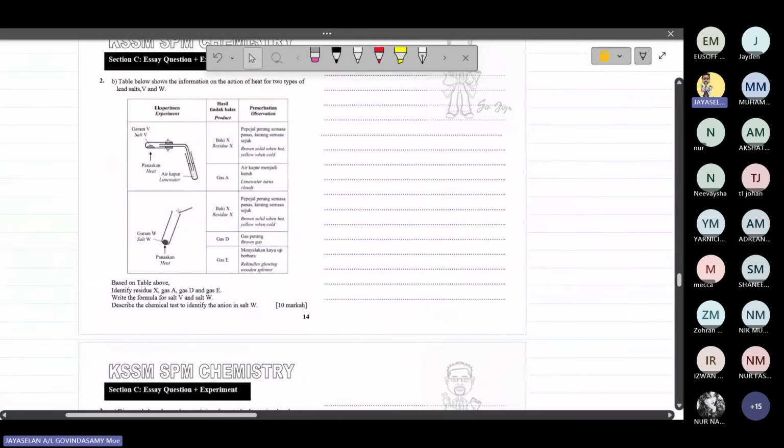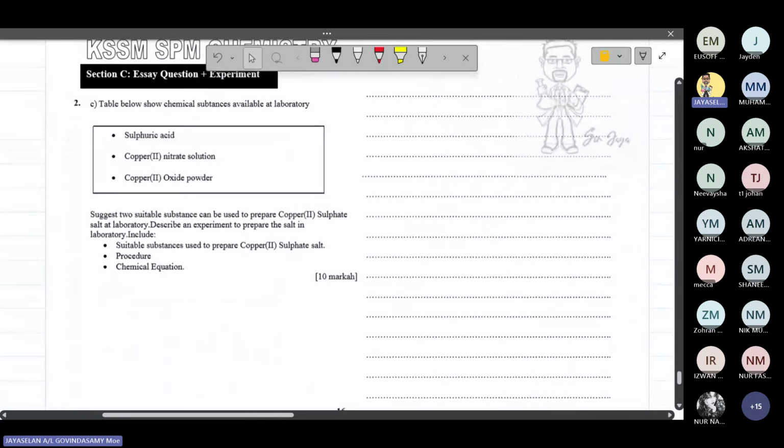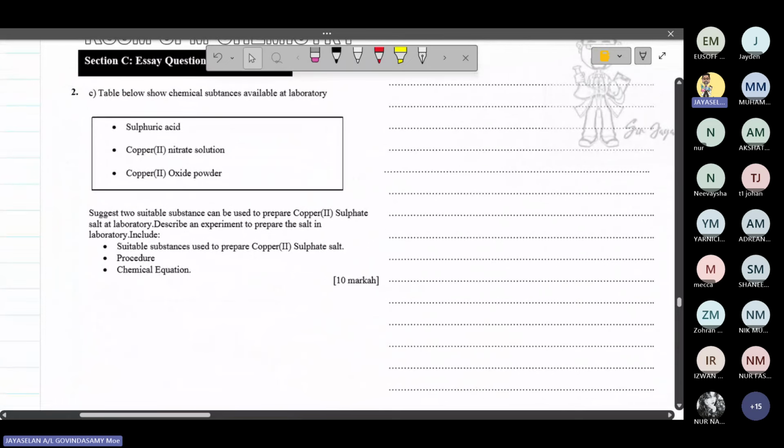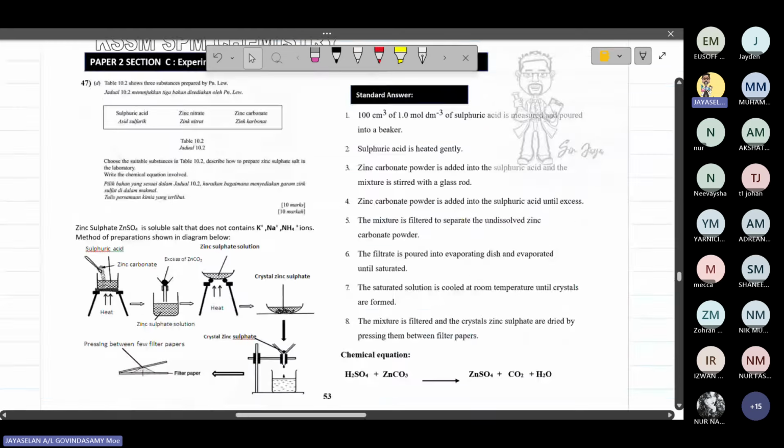Okay, this we will do later. One more essay question will be this one. Look at this one. In the laboratory, you have to prepare copper(II) sulfate solution. Copper(II) sulfate salt, that means crystal. But you are given 3 substances. You can only use 2 substances. So how to prepare? The answer is here.